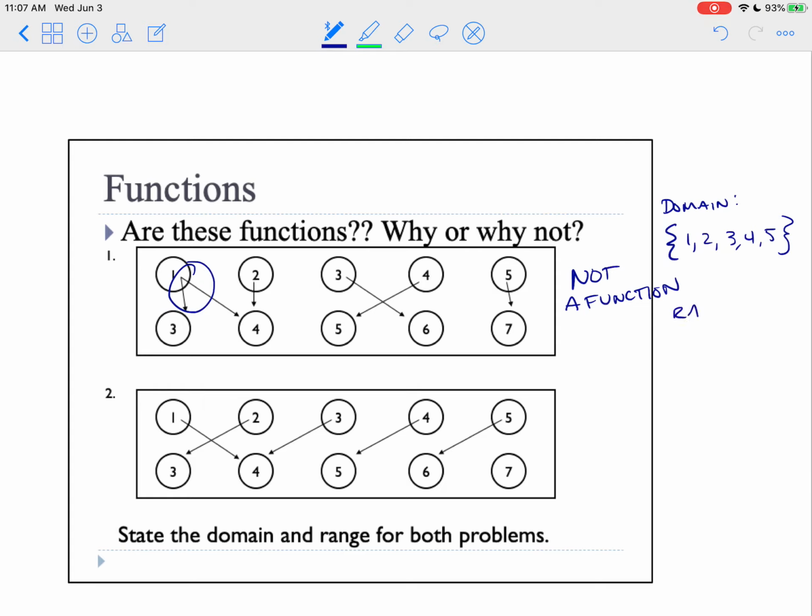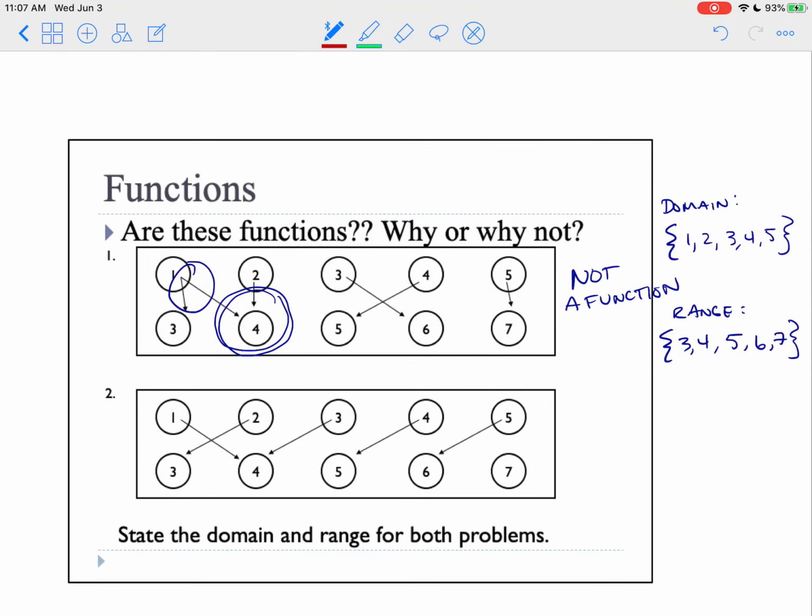The range for this non-function relation would be the set that includes 3, 4, 5, 6, and 7. Now, I know that 4 is an output twice here, but I only have to list it the one time. When talking about all the values that my function takes on, I only have to list those values one time, even if they happen more than once. Okay?